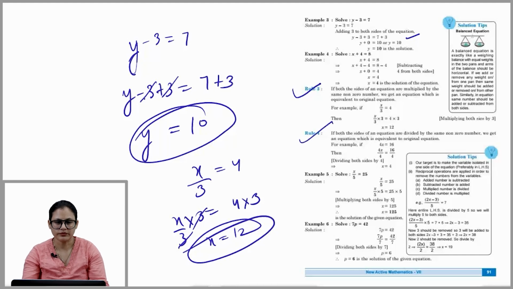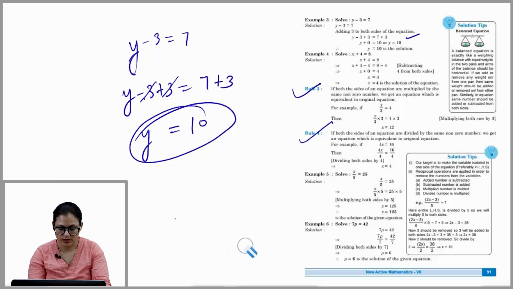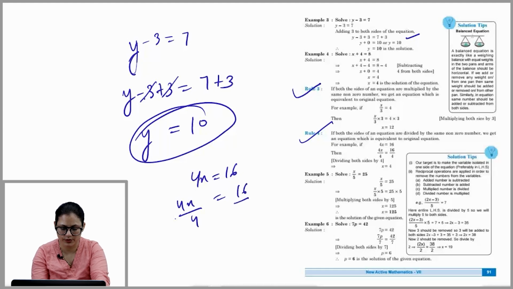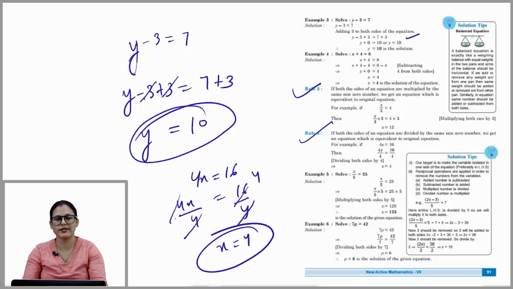Rule number 4. If both the sides of an equation are divided by the same non-zero number, we get an equation which is equivalent to the original equation. For example, you have this equation, 4x is equal to 60. Now you will divide both the sides by 4. Okay, so divided by 4, the 4s cancel on the left, and 60 divided by 4 is 15. So x is equal to 15.